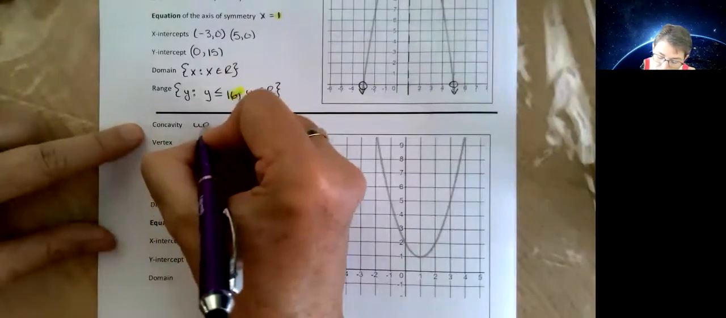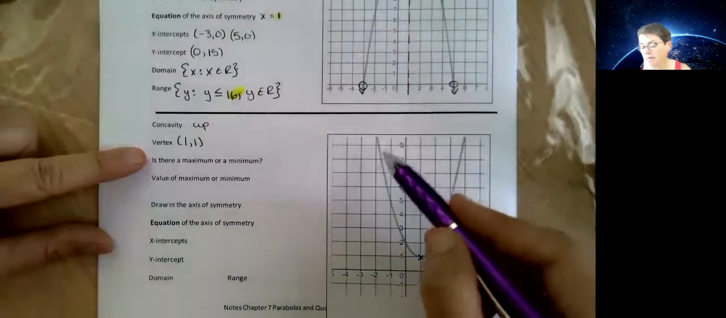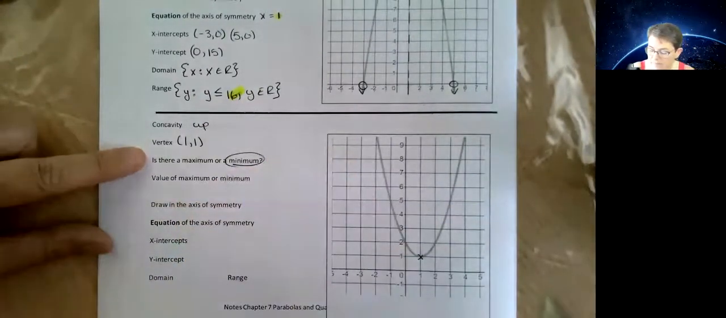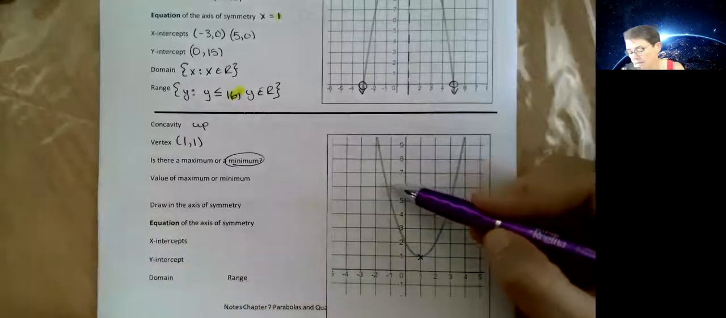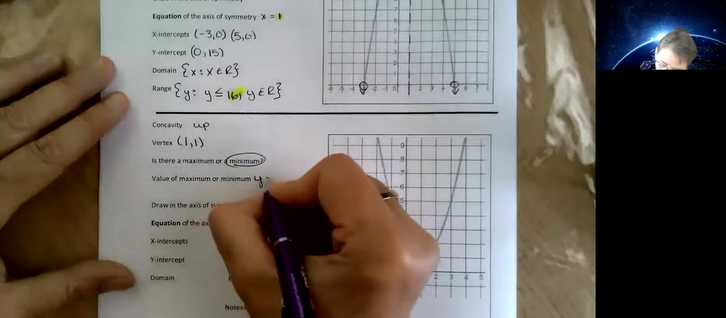Concavity, up. Vertex, 1 and 1. Is there a maximum or minimum? Well, anytime it's a smiley face, it's a minimum, right? Because the values keep going down, down, down until you get to 1, and then they start going up. So that's a minimum, and this is going to be y is equal to 1.